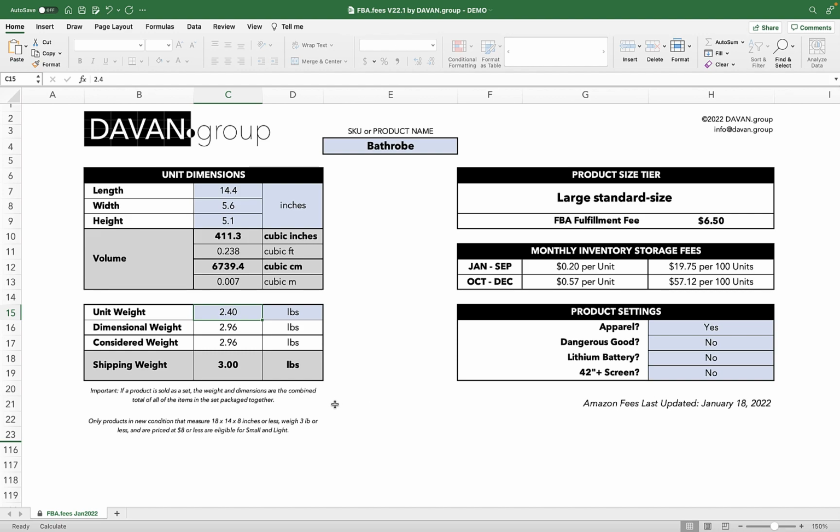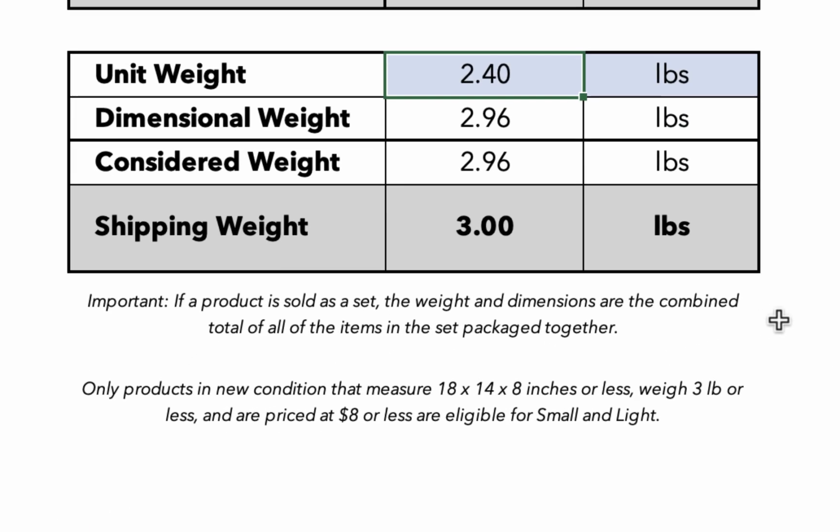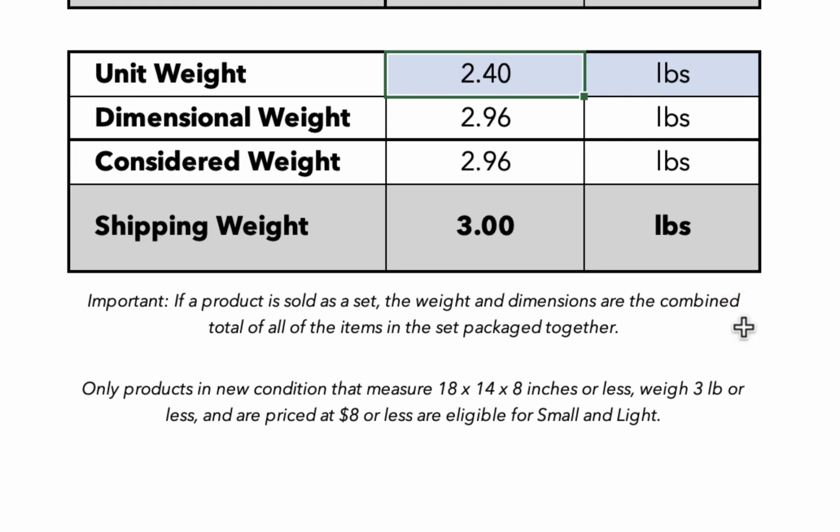Finally, there are a few notes down here. So if products are sold as a set, then please consider the weight and the dimensions of the combined total of all the items in the set packaged together. And finally, if you're eligible for Amazon's Small and Light program, that is, if your product measures less than 18 by 14 by 8 inches, weighs 3 pounds or less, and is priced at $8 or less, then please look into the Small and Light program on its own. This sheet does not take those FBA fulfillment fees into consideration.